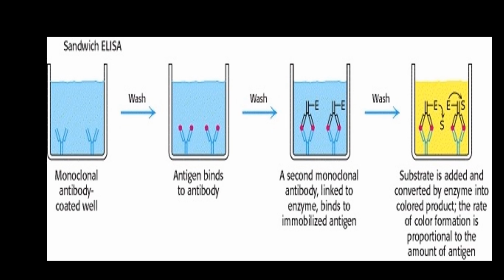Actually, these tests, both precipitation tests and ELISA, as well as other tests, are there to identify the quantity and the presence of antigen and antibody present in the body's plasma.